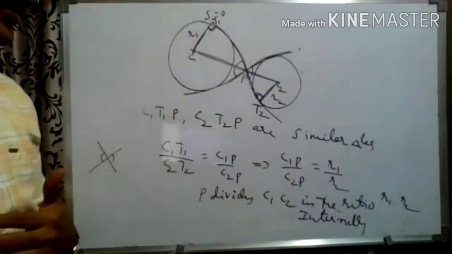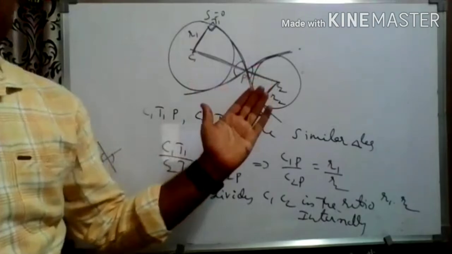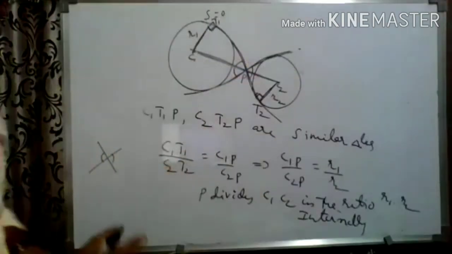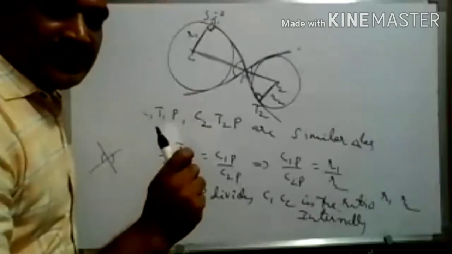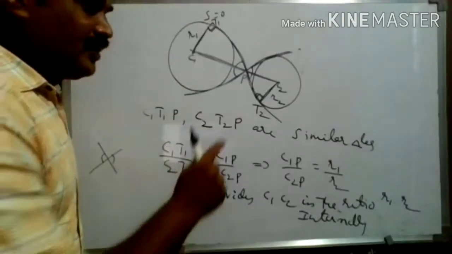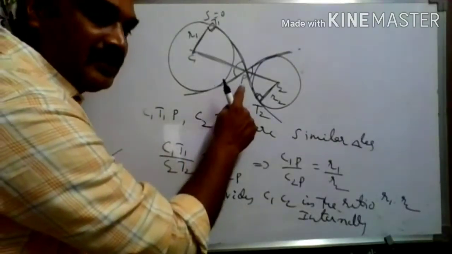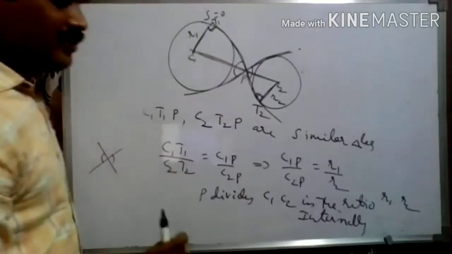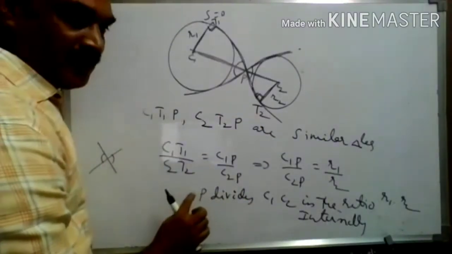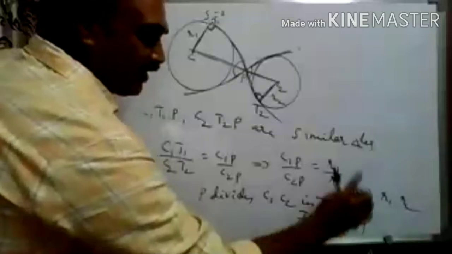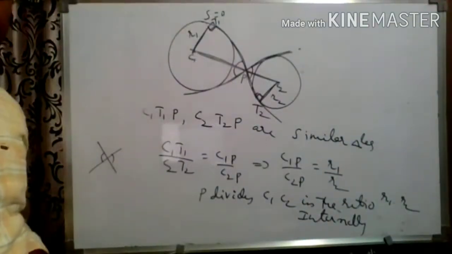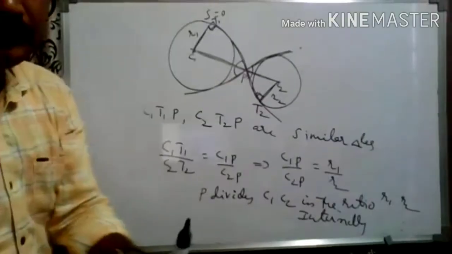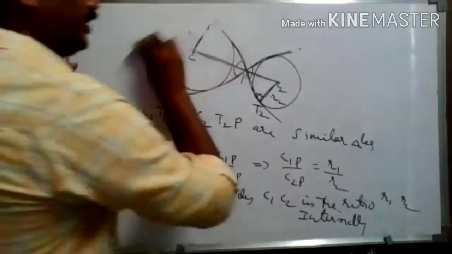For direct common tangents, point Q divides C1C2 in the ratio R1 is to R2 externally. For transverse common tangents, P divides C1C2 in the ratio R1 is to R2 internally. Okay, students.